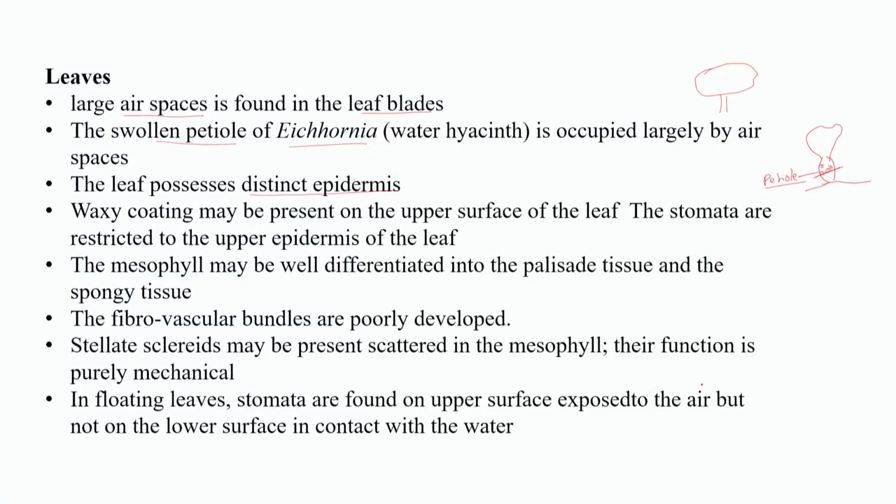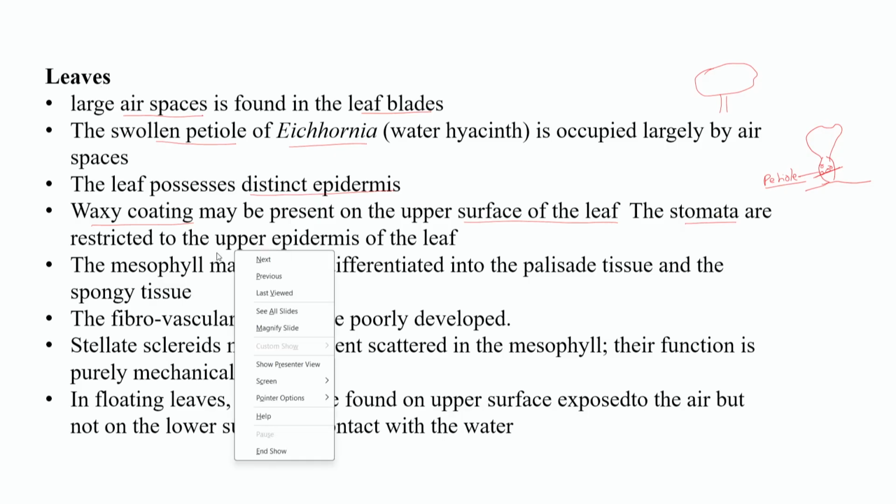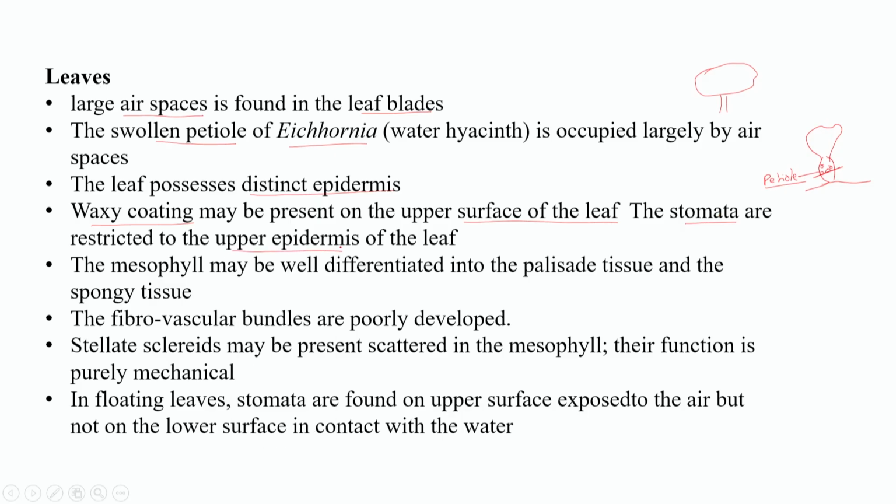Now a waxy coating will definitely be there on the upper surface to prevent water logging and to prevent the clogging of stomata with water, because stomata will be present on the upper surface; lower surface stomata will not be there. Okay. And mesophyll will be well differentiated into palisade tissue and spongy tissue. However, the vascular system will be poorly developed because they do not require much conduction of water, as they are surrounded by water and water can easily enter through diffusion.